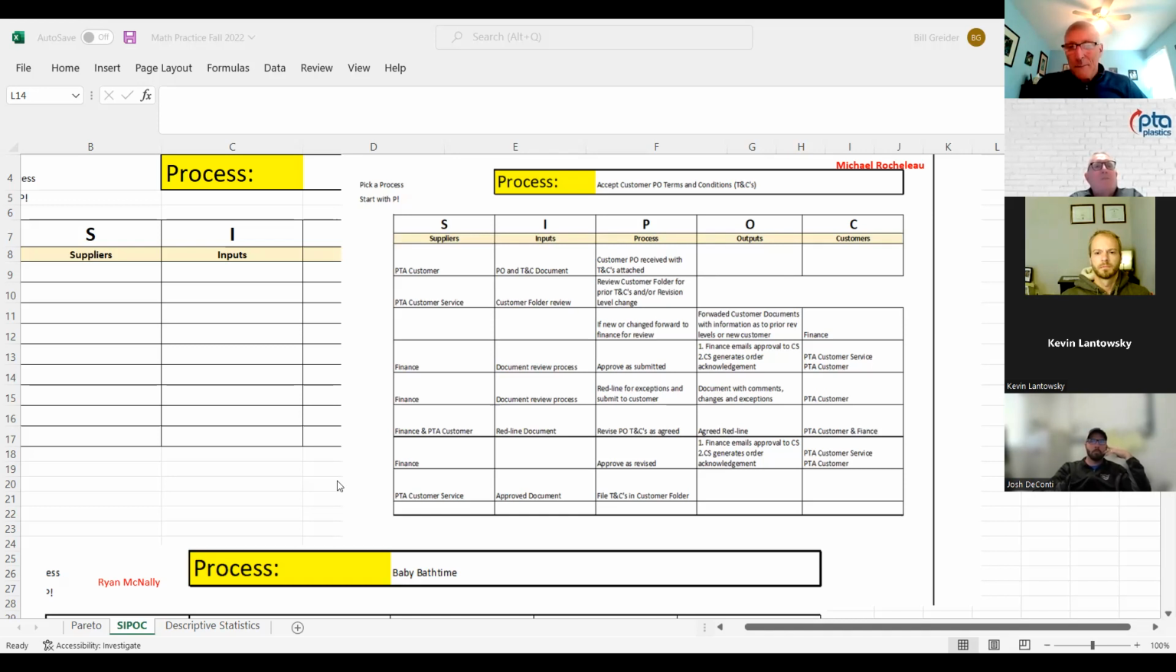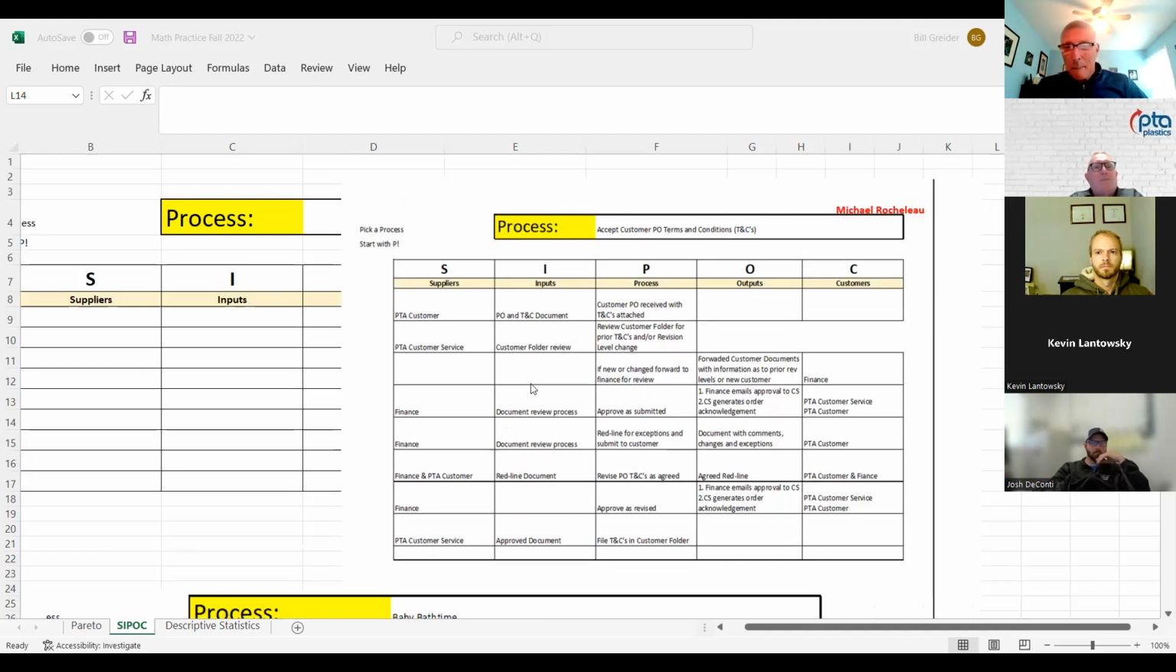If you haven't tried it, give it a go. Either what Michael did or what Ryan did with baby bath time, or what Josh DeConti did making a pizza at home. Just to give you a sense that it's in your toolbox, and there might be a time during the measure phase where you want to get a 10,000-foot view with either a swim lane map, value stream map, SIPOC, that kind of thing.